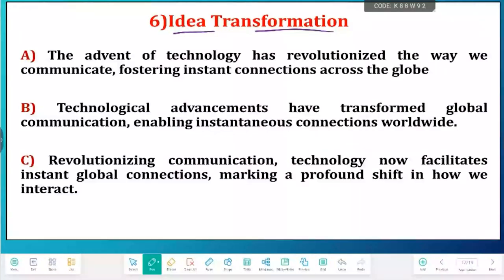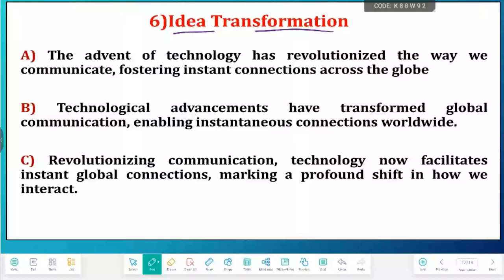So what is transformation? You must have heard about body transformation. That so and so person, X Y Z person transformed his body in 3 months or 6 months or a year or 15 days, whatever it is. Transformation means change, but not a change that completely changes the nature and structure of the idea. Idea transform, idea elaboration and explanation mein kya tha ki usi idea ko explain kiya ja raha tha ya usi idea ko elaborate kiya ja raha.